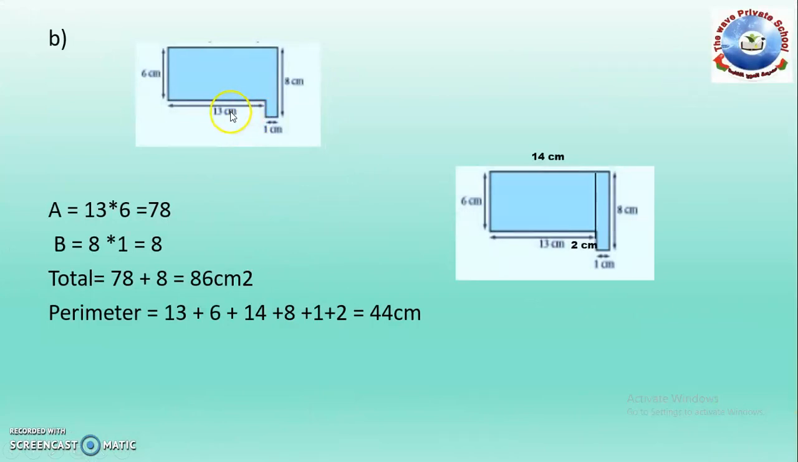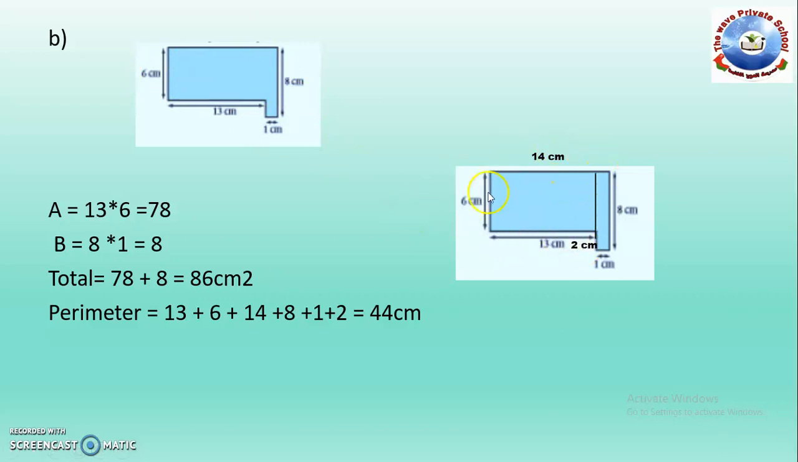Here it will be equal to 13 and it will be equal to 1 centimeter. This side length is missing. So 13 plus 1 will be equal to 14 centimeter. So this side length will become 14 centimeter. And this side length that is missing will be equal to just subtracting these two opposite sides, 8 minus 6, which will become 2 centimeter.